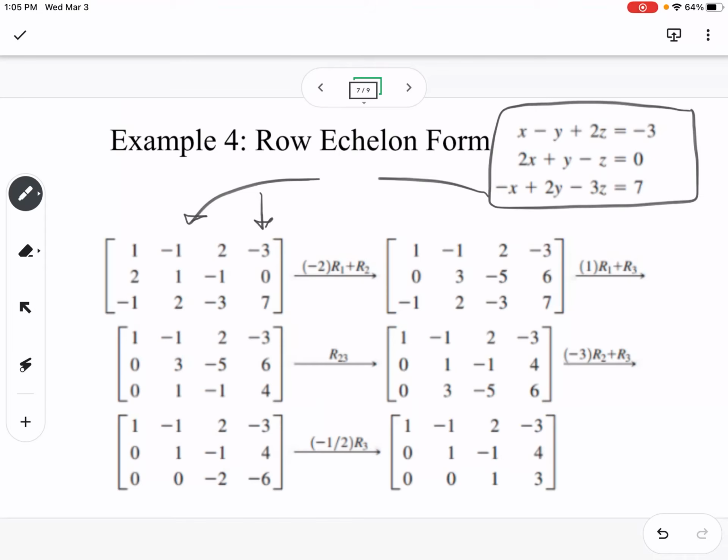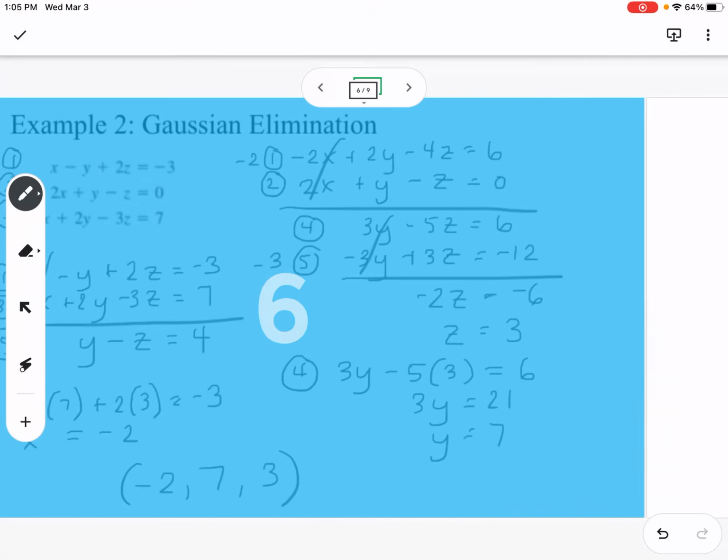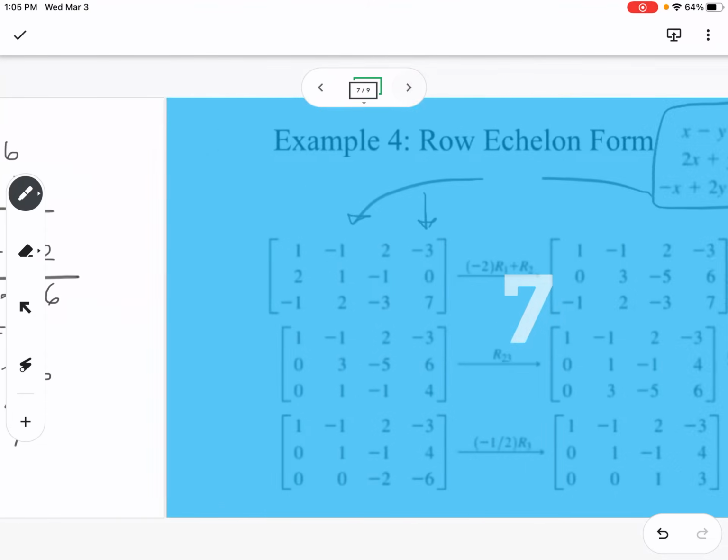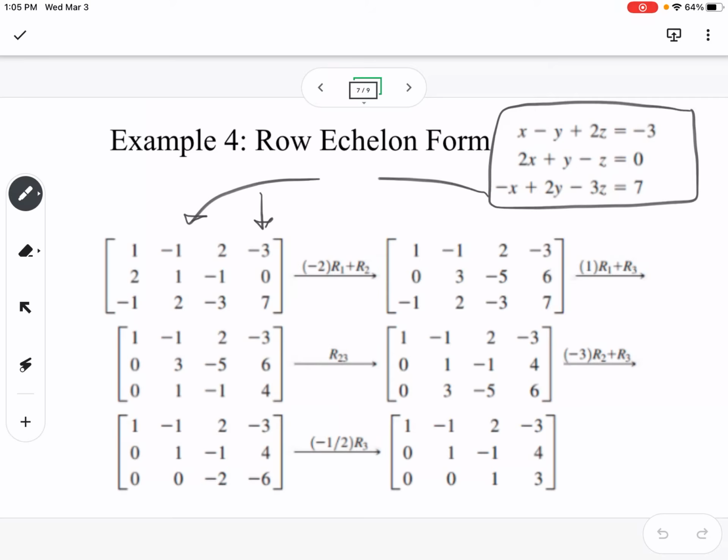Then we are going through the same process that we did on the previous slide. So you can see the first step was to take negative 2 times row 1 plus row 2, and then you're replacing row 2. Then you're taking row 1 plus row 3. That should be very similar to if you think, okay, I took equation 1 plus equation 3, and I got my new equation. So what I did algebraically is the same. We can do the same process using these elementary row operations.